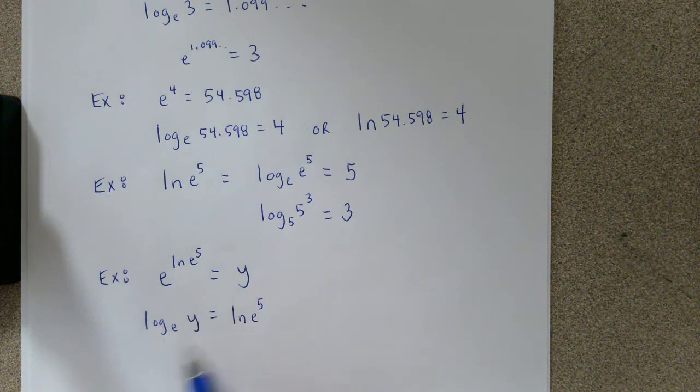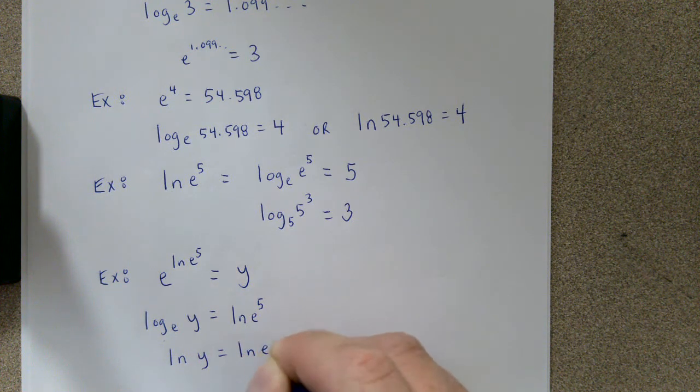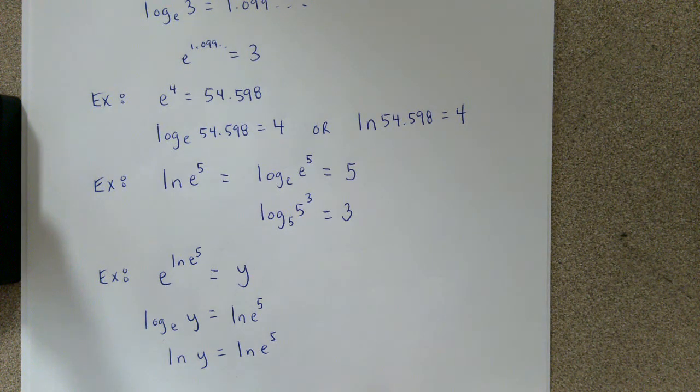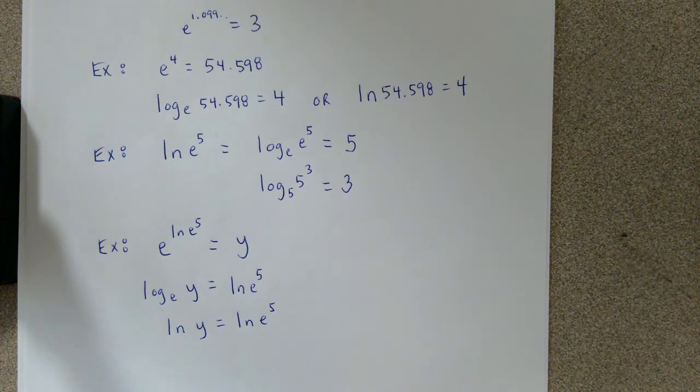Again, it is sometimes a good idea for us to go ahead and just put it back into the ln form on both sides. So this is natural log of y equals the natural log of e to the fifth. And the reason I changed it that way is if I've got the natural log of y and natural log of e to the fifth, basically, I can then say that y is equal to e to the fifth. You could have changed the natural log to log form, and it would have been the same thing.